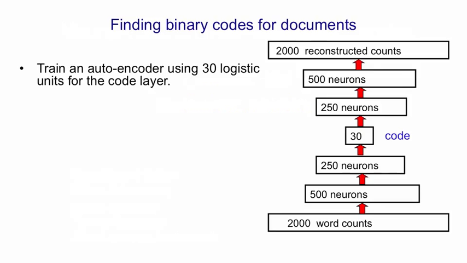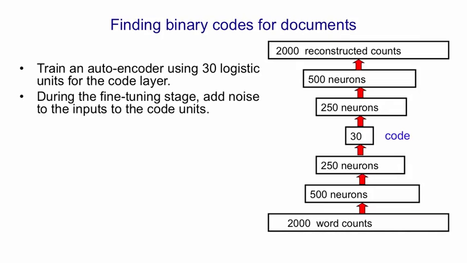So consider, instead of getting real valued codes for documents, getting binary codes from the word counts of documents. We do this by training a deep autoencoder that has logistic units in its code layer. That by itself is not sufficient because the logistic units will be used in their middle ranges where they have real values in order to convey as much information as possible about the 2000 word counts. To prevent that, we add noise to the inputs to the code units during the fine-tuning stage.